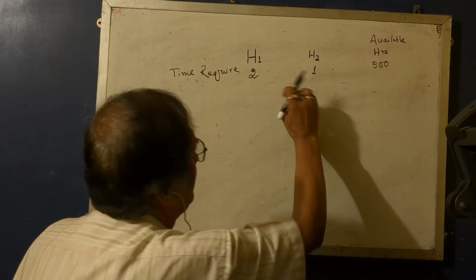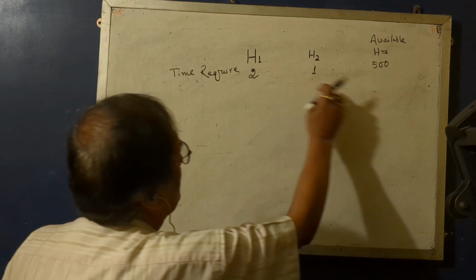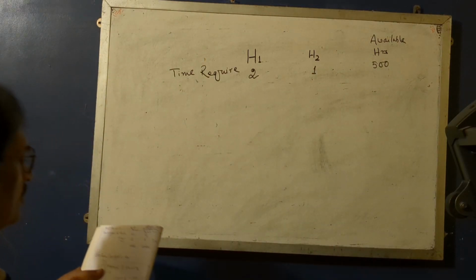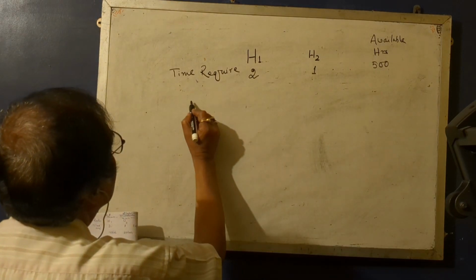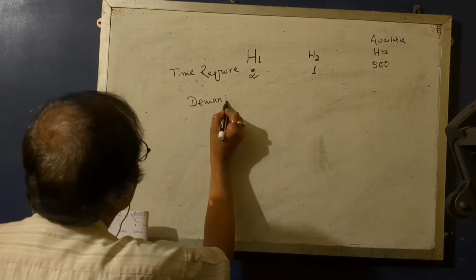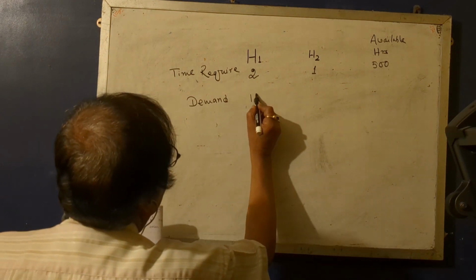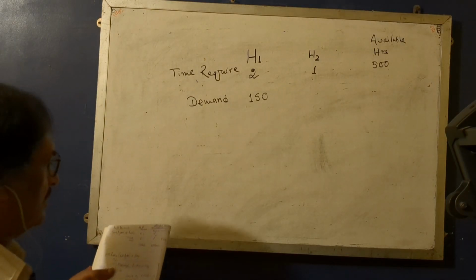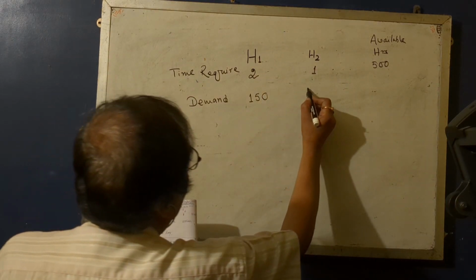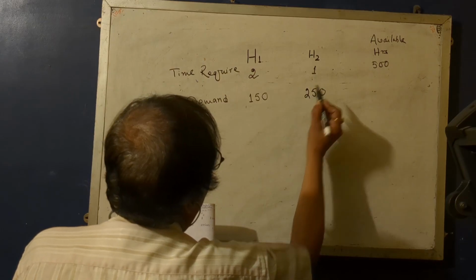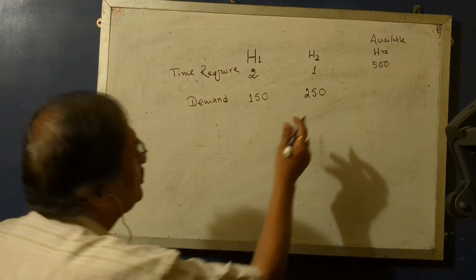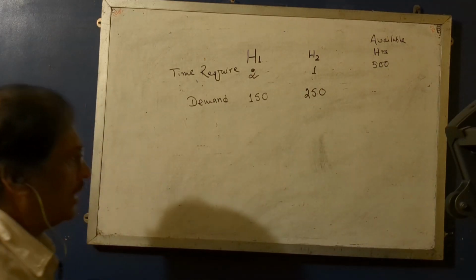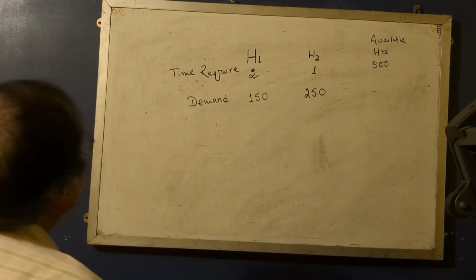Now I am taking, say, 1 hour is required for hat 2. That's why the total available hour is 500. In this way, we will first note the problem. Then what is the demand? Demand is limited, and it is given per day. The demand is 150 hats for this type of hat. And for the other type of hat, what is the demand per day? That is 250 units. That means you cannot produce more than 250 hats per day for type 2.